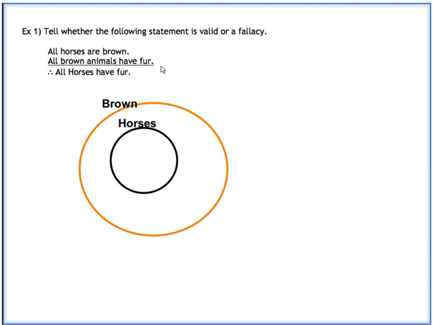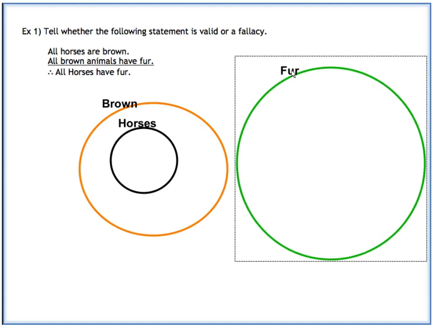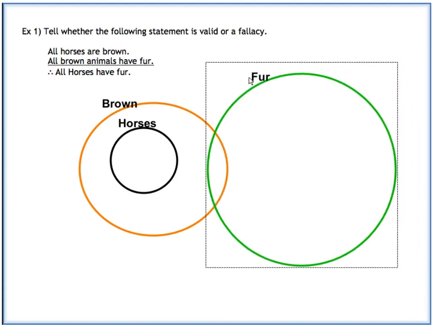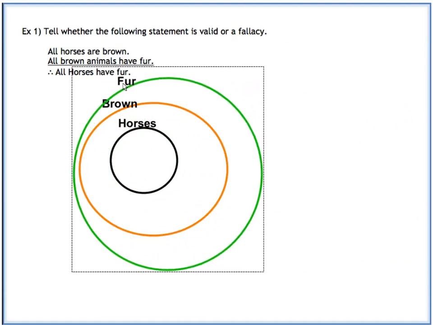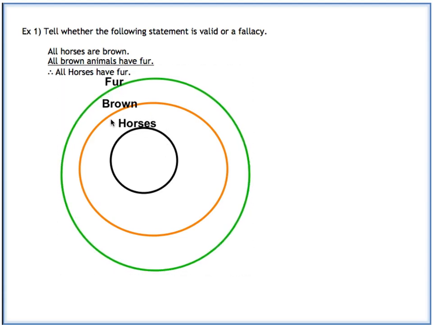Now next we have all brown animals have fur. So we have a circle here, and this green circle is everything that has fur. And so if all brown animals have fur, we're going to move our circles like this. So now you can see that anything that's brown also has fur because it's completely inside the circle.